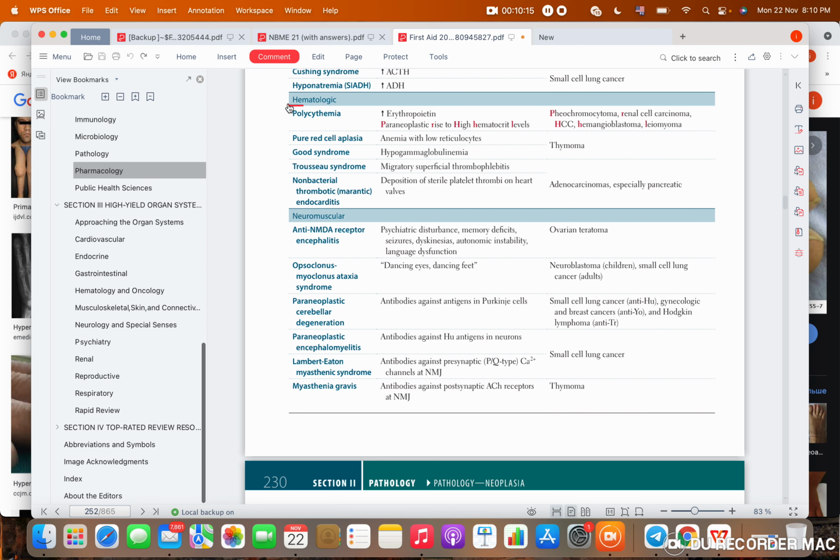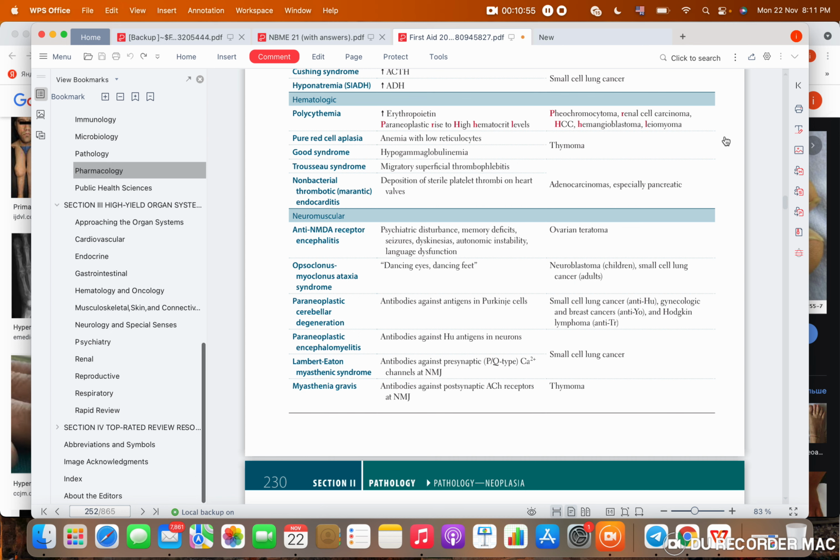So the next one is the hematological dysfunctions. So if the patient is suffering from a ridiculously increased amount of erythropoietin, because of what? Well, these can lead to it. So they mention here pheochromocytoma, renal cell carcinoma, hepatocellular carcinoma, hemangioblastoma and leiomyoma. Actually, almost all of these are related to VHL, which is the von Hippel-Lindau. And this is a tumor suppressor gene or tumor oncogene, guys. VHL.